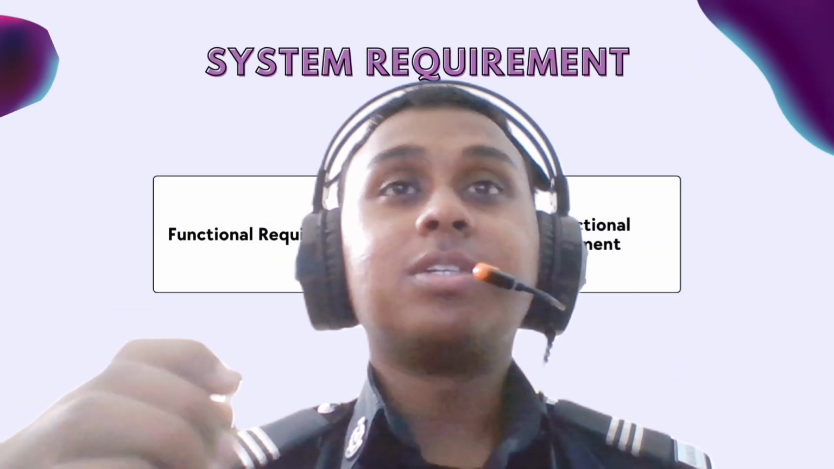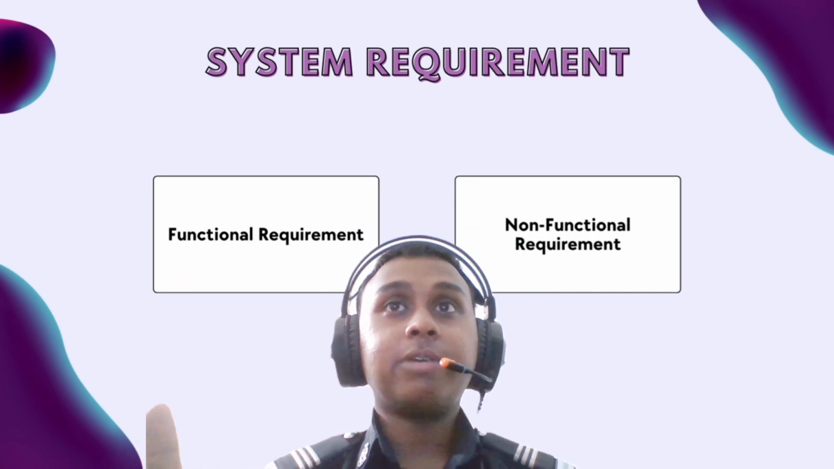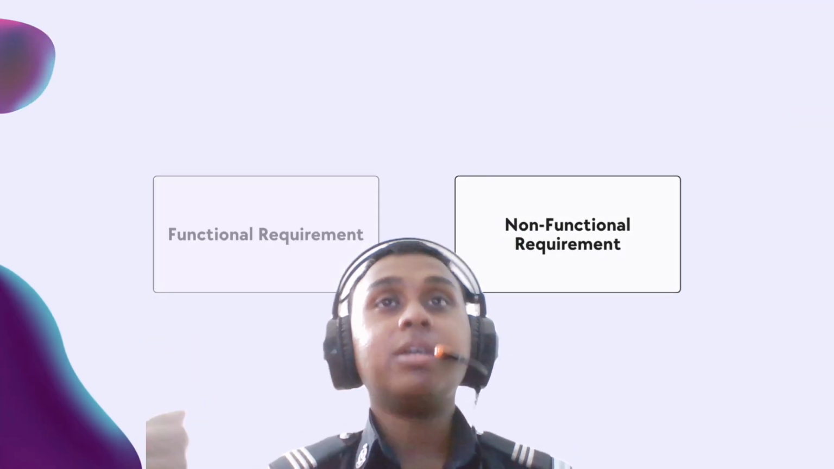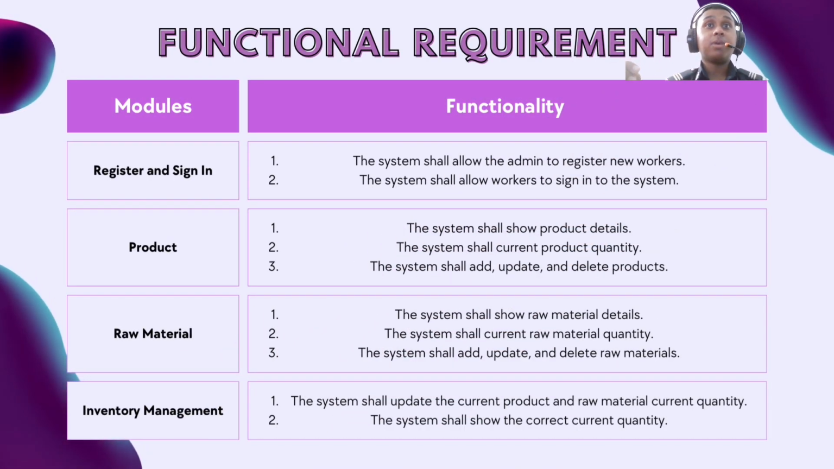So we will move to the system requirements. The system requirements are divided into two: the first is functional requirements and the second is non-functional requirements. The functional requirements contain 4 modules. The first module is about register and sign in. The functionality of this module is that the system shall allow the admin to register new workers, and the system shall allow workers to sign in to the system.